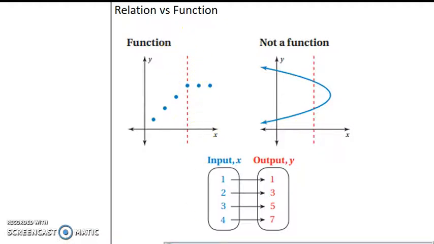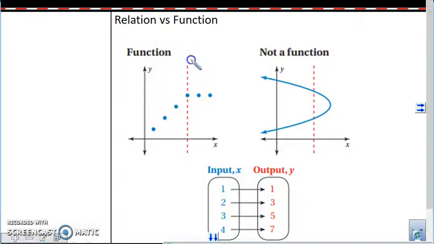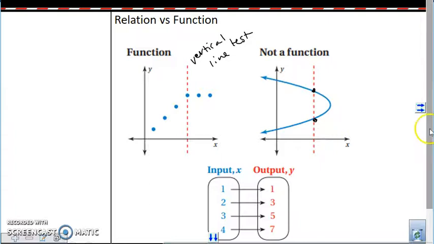This is called our vertical line test. If we're given a graph, if we can take a vertical line and it only hits the graph once, it's a function. If we take it and it hits the graph more than once, it is not a function.